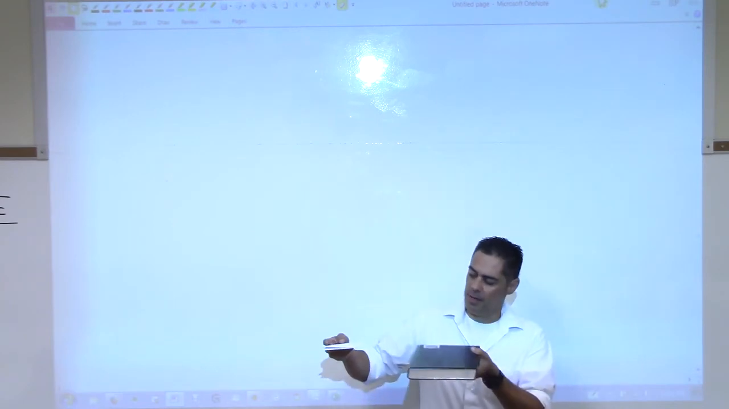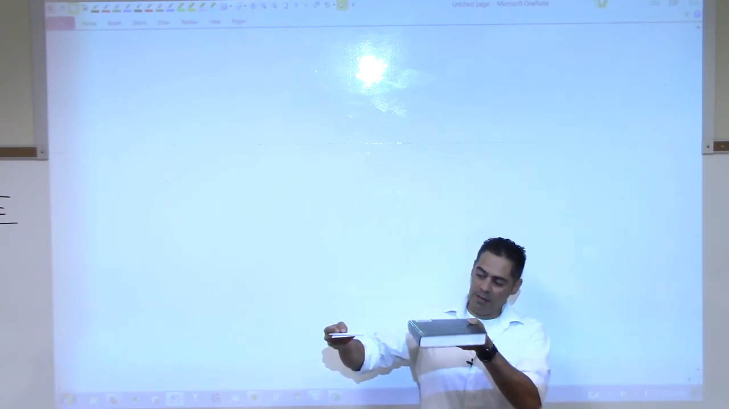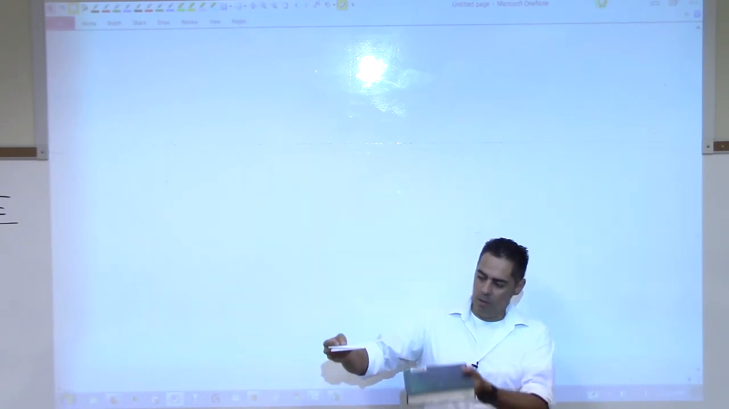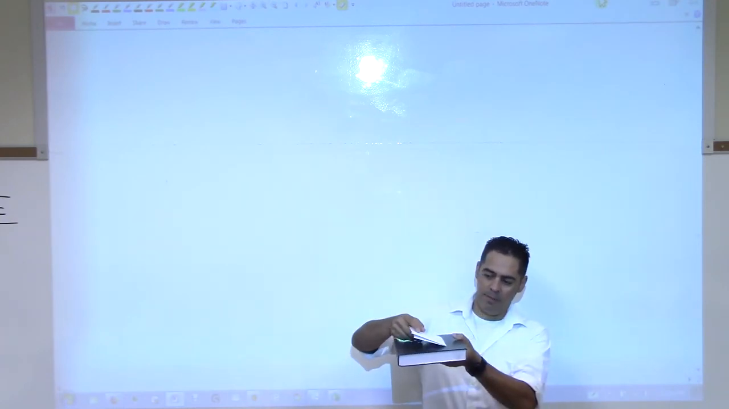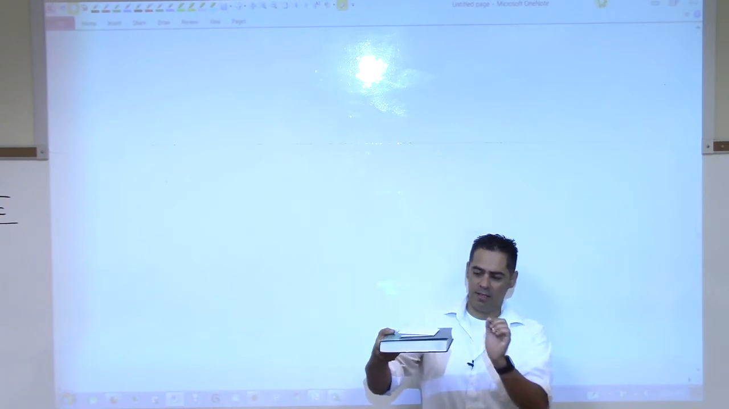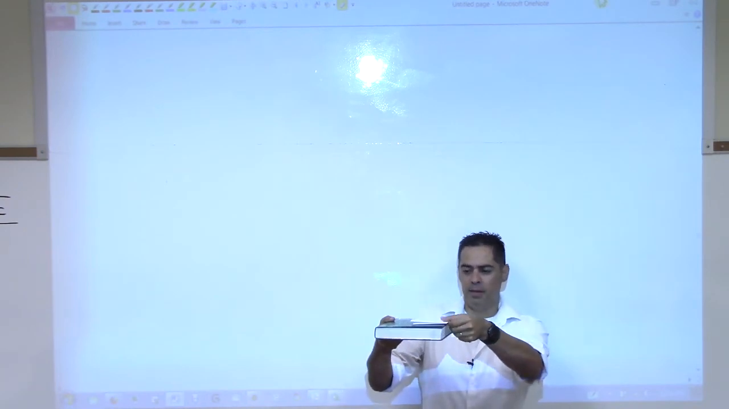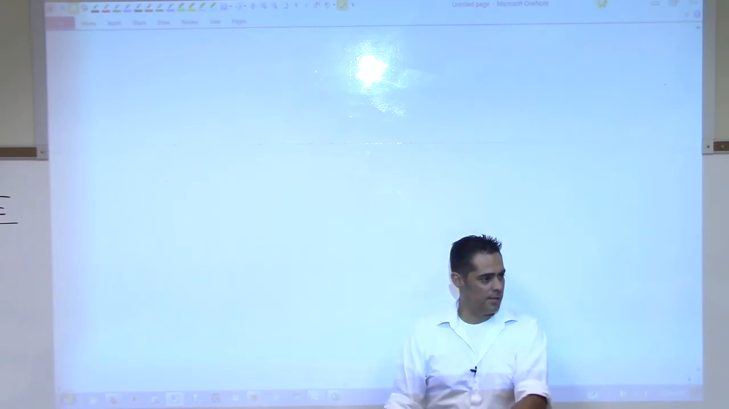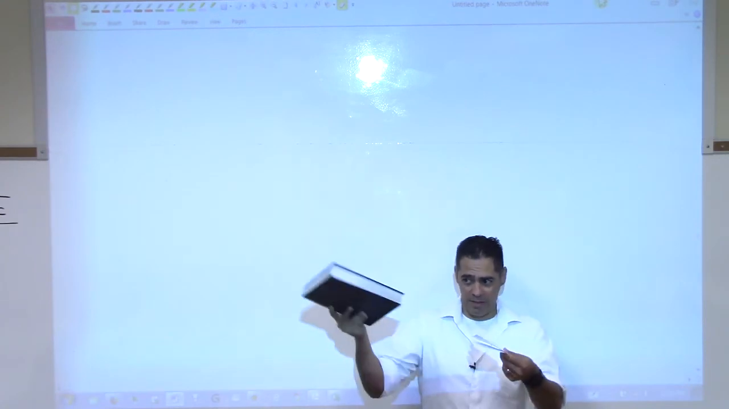So let me challenge your idea. If you think it's because this is heavier, it's falling faster than this one, then what would happen if I put this paper on top of this? If you think it's because it's heavier, then as they fall, the book should fall away from the paper, shouldn't it? Because it's heavier, so it's going to fall faster, right?